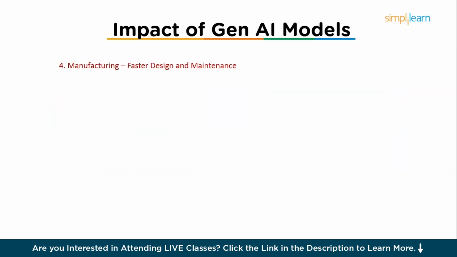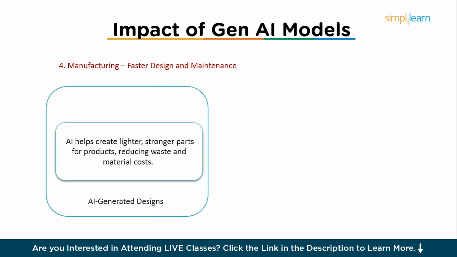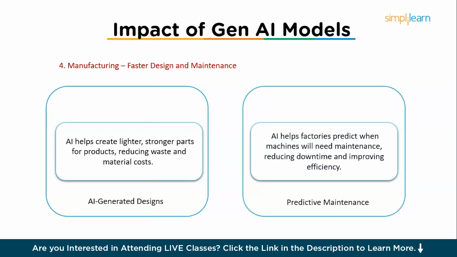There is a faster design and maintenance. AI is also making manufacturing more efficient. The first one is AI generated designs. AI helps create lighter, stronger parts for products, reducing waste and material cost. For example, an airplane company used AI to design parts that were 50% lighter but just as strong as the traditional designs. Then moving on, we have predictive maintenance.